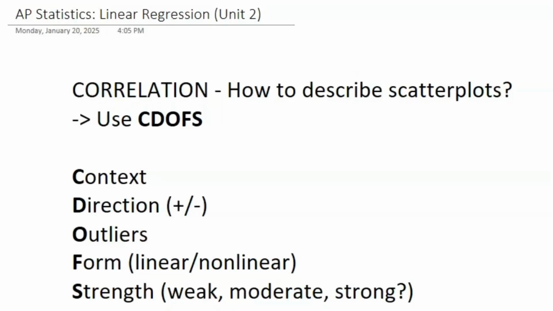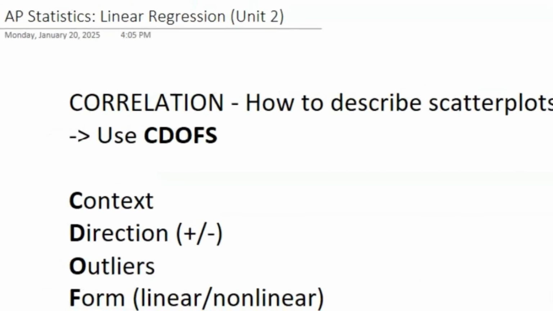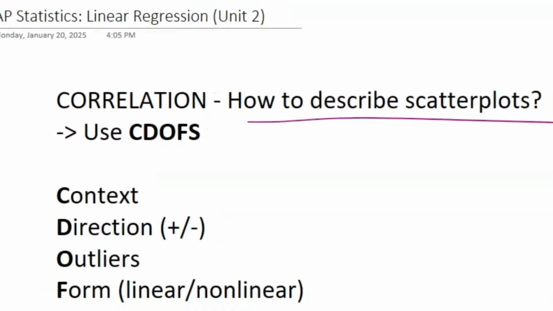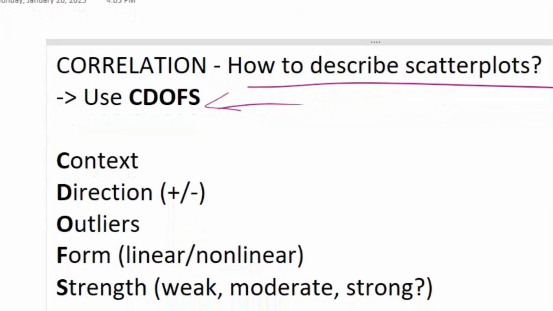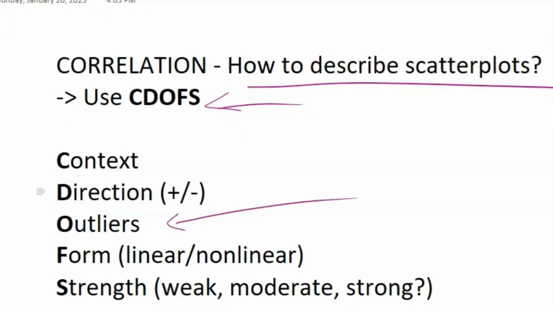So let's cover the AP Stats Unit 2 content, everything you need to know. So correlation, how exactly do you describe scatterplots? You're going to be using the acronym CDOF. Put it in context, direction is it positive or negative, state any outliers, the form, is it linear or nonlinear, and then the strength of that form. Is it strongly linear, is it weakly linear, all that.